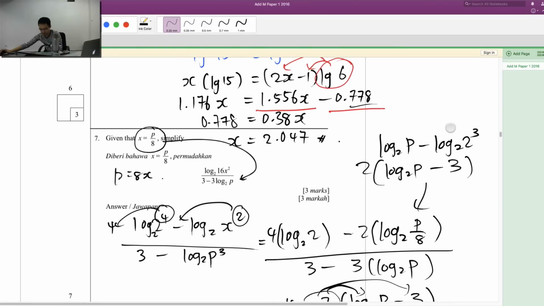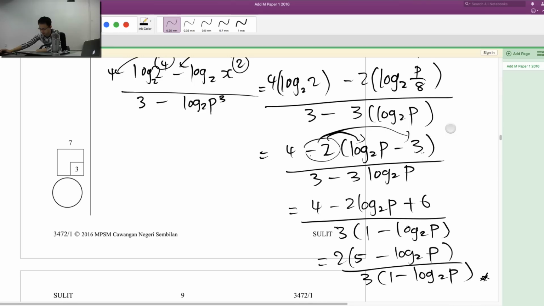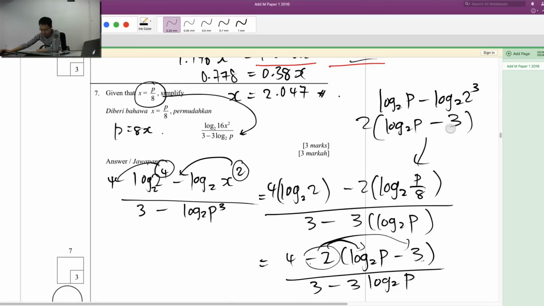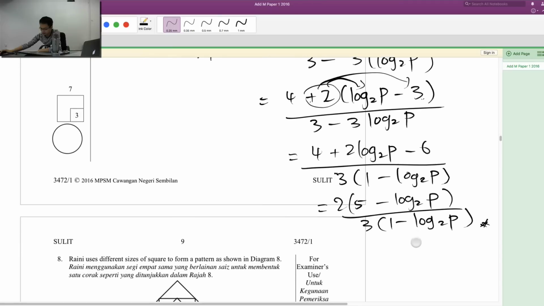Let me see. I think somewhere I did wrong, because the final answer in the marking scheme is -2/3. So I am double checking here. This is plus. Why is this one minus? This is positive, because this is 16 multiply x squared, isn't it? Yeah, I found the place I made the mistake. This is positive, so this one will be negative. Then on the top here, I will get -2. And then 4 minus 6 is -2 plus 2 log 2p.